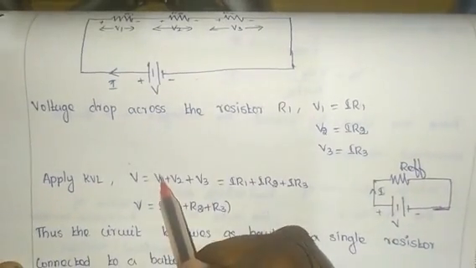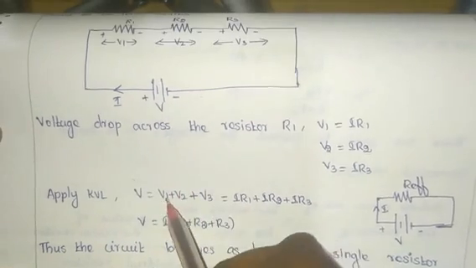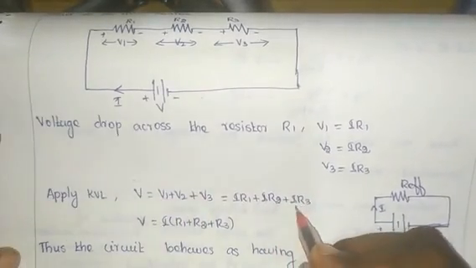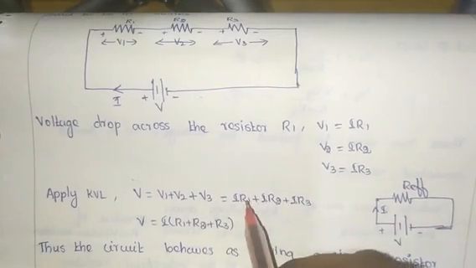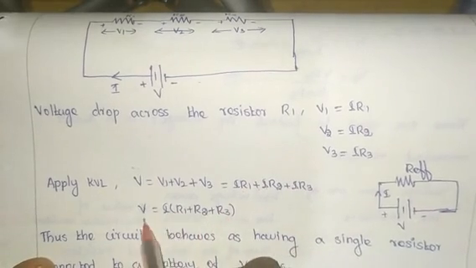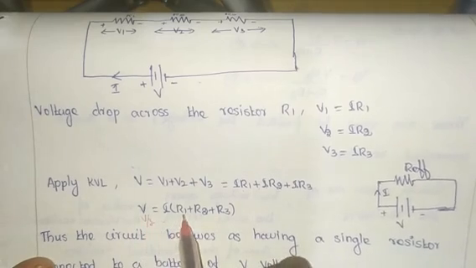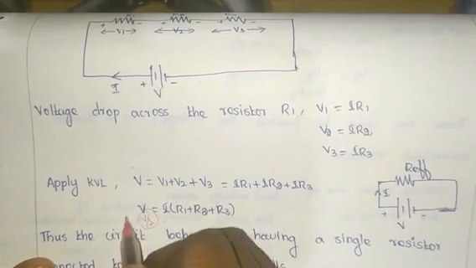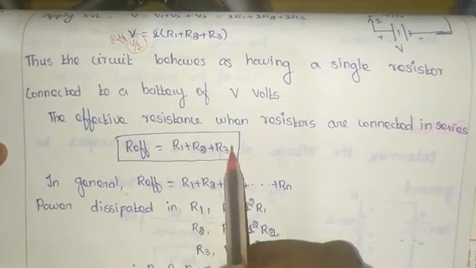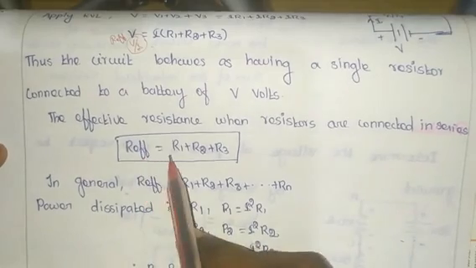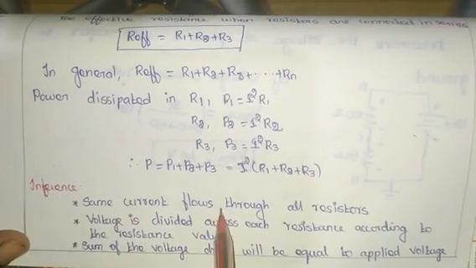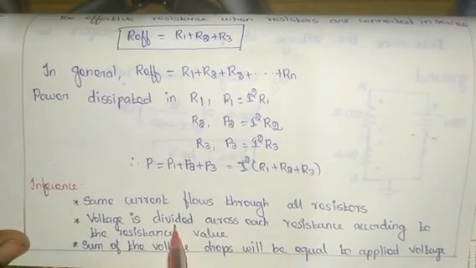So what is V1? By Ohm's law, V is equal to I into R. So V1 is equal to I into R1, V2 is I into R2, and V3 is equal to I into R3. Taking I common, we can write V is equal to I into R1 plus R2 plus R3. So V by I is equal to R1 plus R2 plus R3. V by I is the R effective value. So if 3 resistors are connected in series, R effective is equal to R1 plus R2 plus R3. In series-connected resistors, the same current flows through all resistors, but the voltage is divided among them.